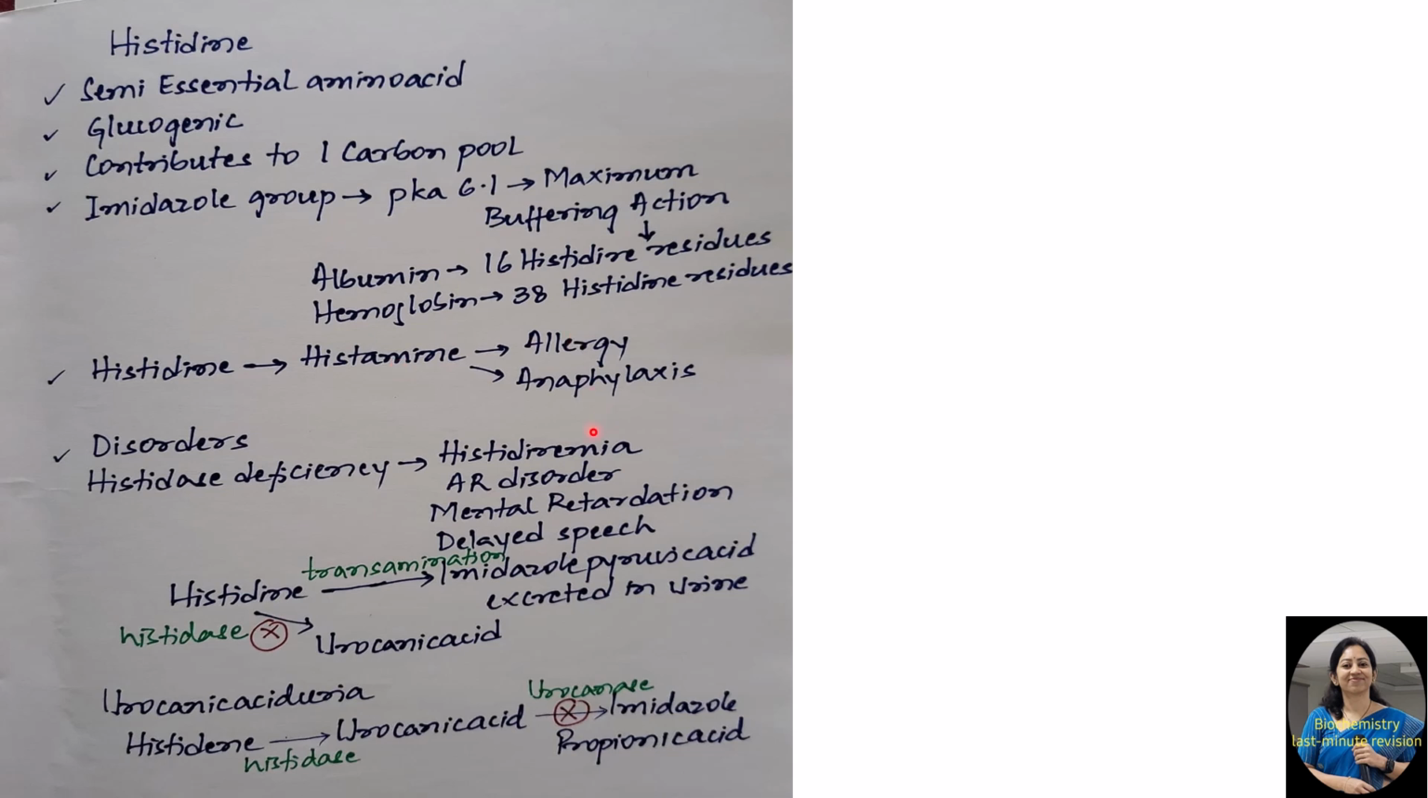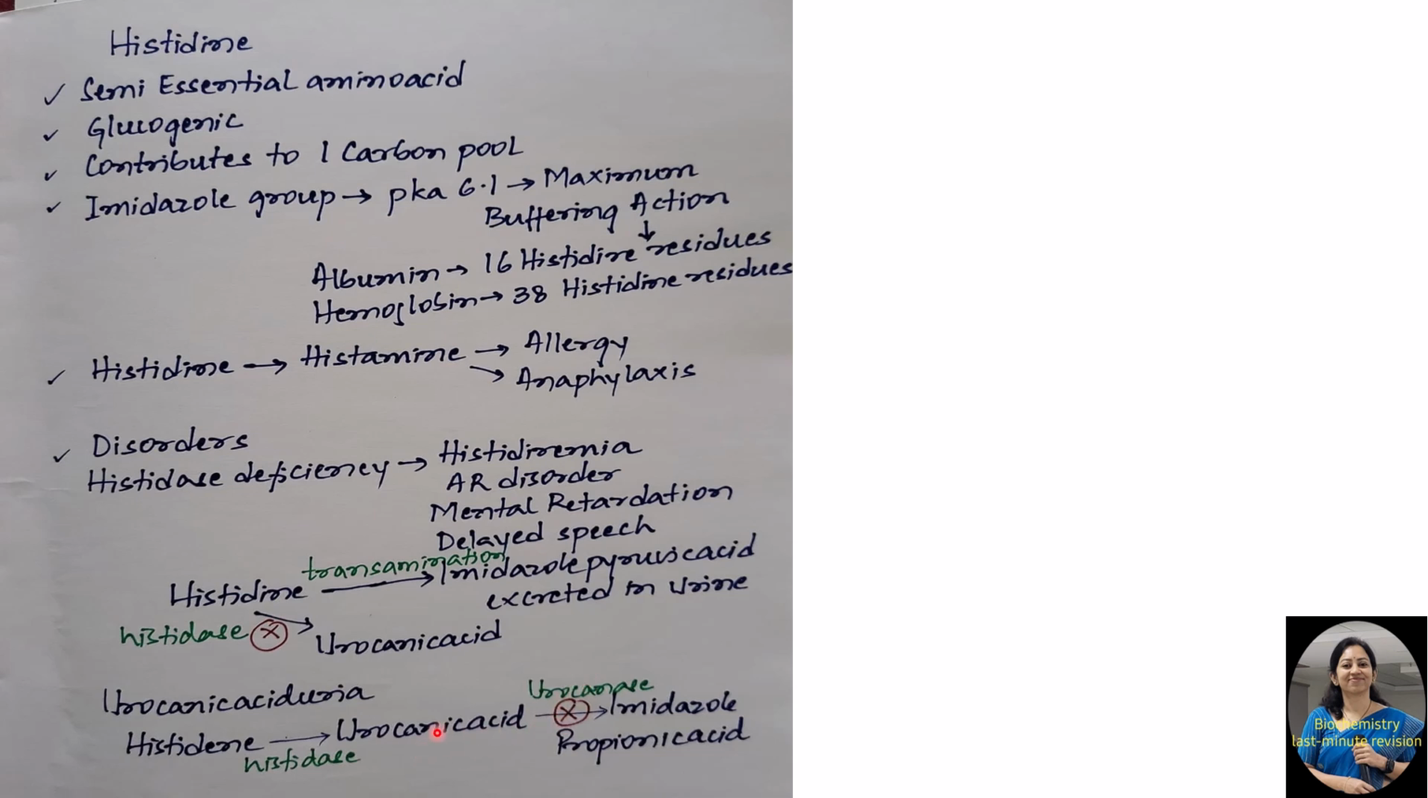There are two important disorders associated with histidine metabolism. One is histidinemia and the other one is urocanic aciduria. When the histidase enzyme is deficient, it results in histidinemia. Normally histidine gets converted to urocanic acid by the histidase enzyme, and when this enzyme is deficient, histidine undergoes transamination to form imidazole pyruvic acid, and this gets excreted in urine. Apart from that, this autosomal recessive disorder is characterized by mental retardation and delayed speech. The other enzyme that can be deficient is the urocanase enzyme.